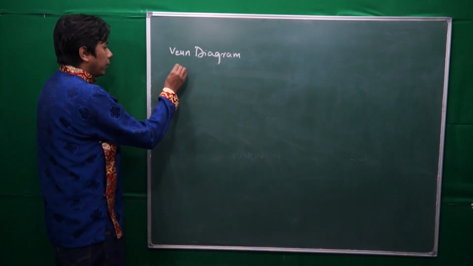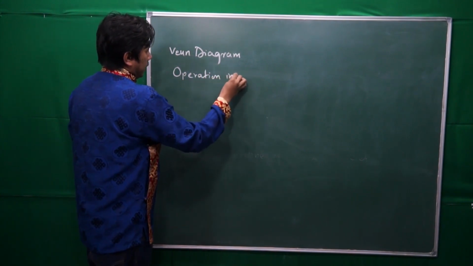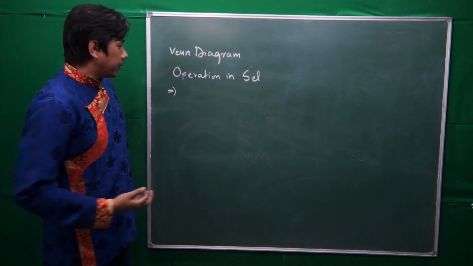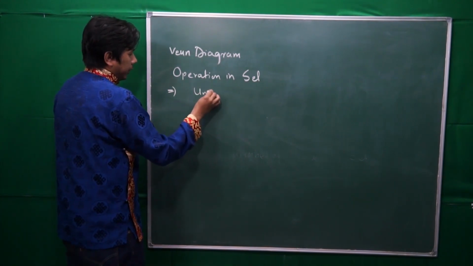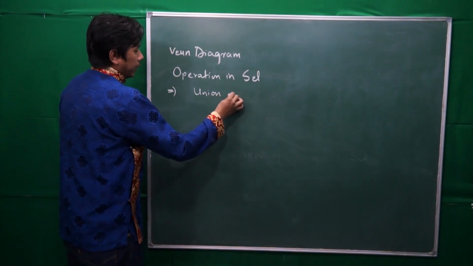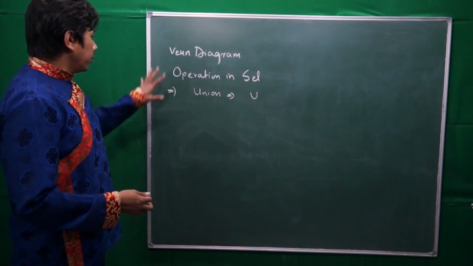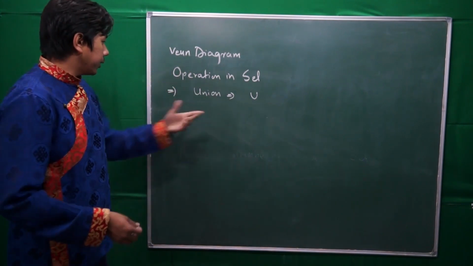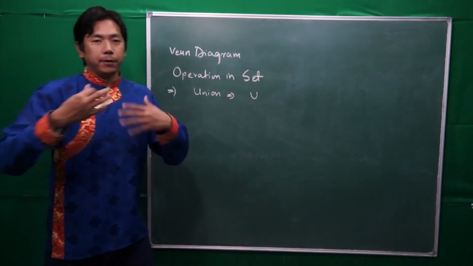Operations in sets. For example, first, union, represented by the symbol U. Now I'll be combining the Venn diagrams topic with operations on sets, so you can understand clearly how a Venn diagram and operations on sets function.